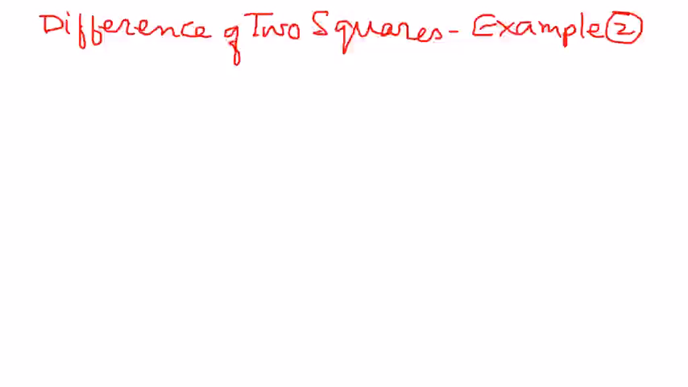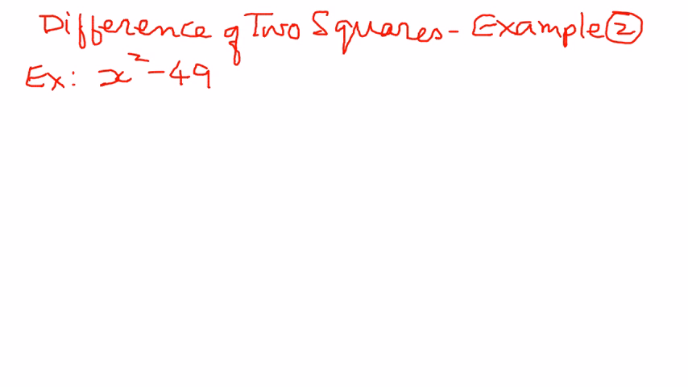Welcome to my presentation. In this presentation, let us look at some examples related to difference of two squares. Let us say we have an example of this type. We want to factor the polynomial x squared minus 49.